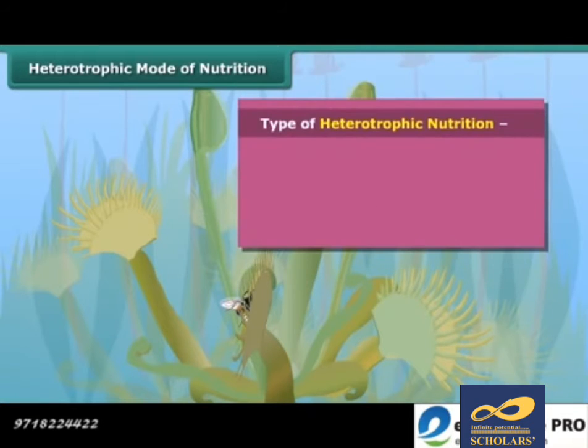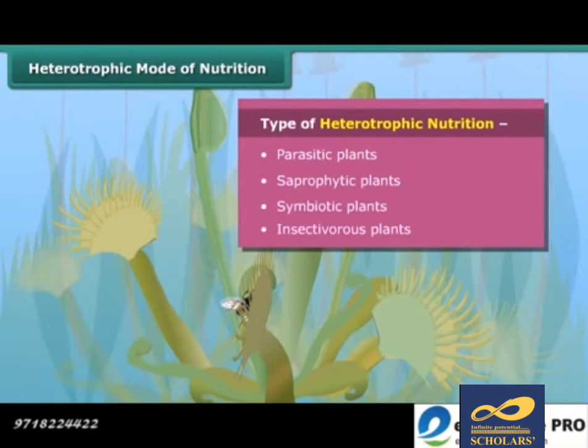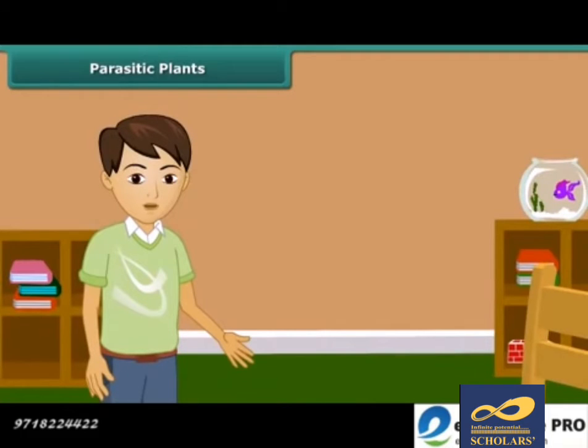There are 4 types of heterotrophic plants: parasitic plants, saprophytic plants, symbiotic plants, insectivorous plants. Now let's learn them one by one in detail. Let's start with parasitic plants.